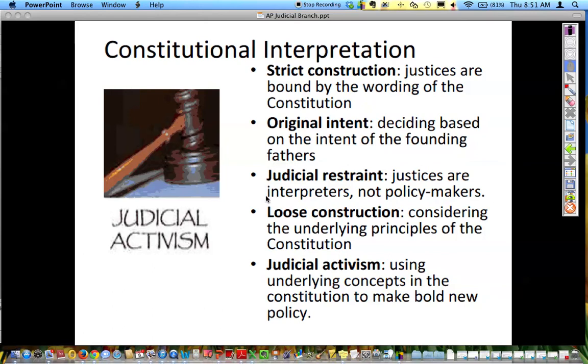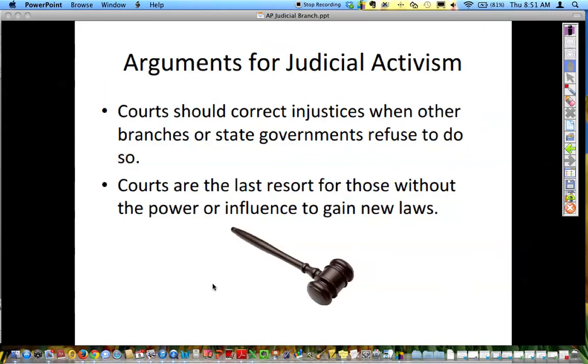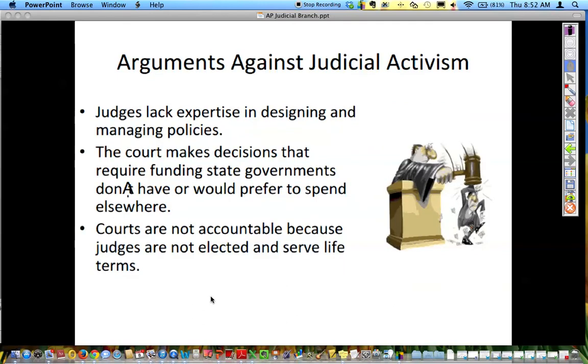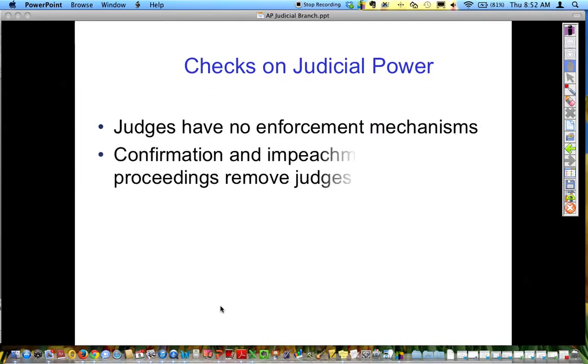Judicial restraint, justices are interpreters, not policymakers. That sort of goes with the philosophy of the strict constructionists. Loose constructionists, considering the underlying principles, and judicial activists, activist judges, not only are we ruling on new concepts in the Constitution, but we are making policy in addition as we are interpreting. You can read this one on your own. I think that's pretty self-explanatory, and that's against judicial activism, so I'll let you go over that.